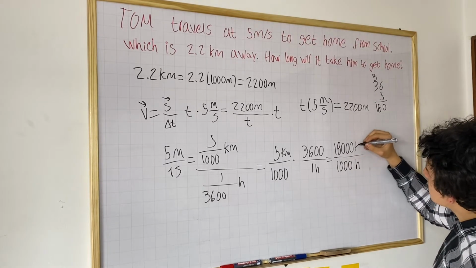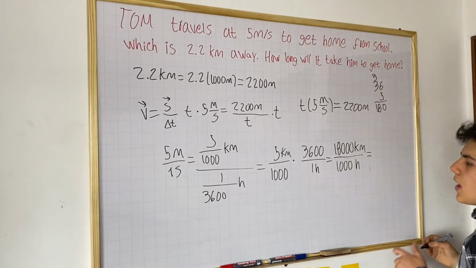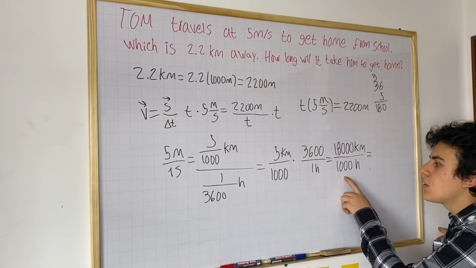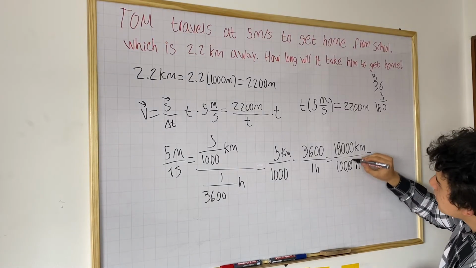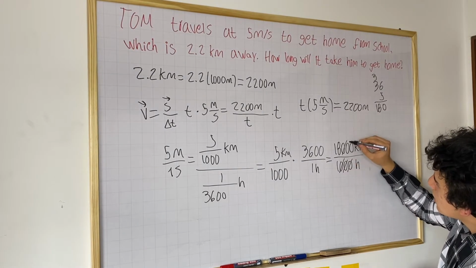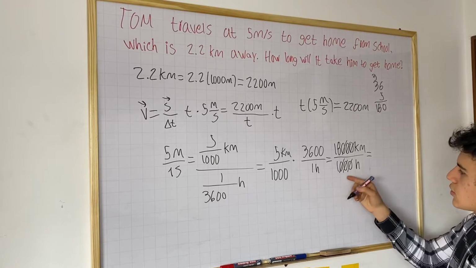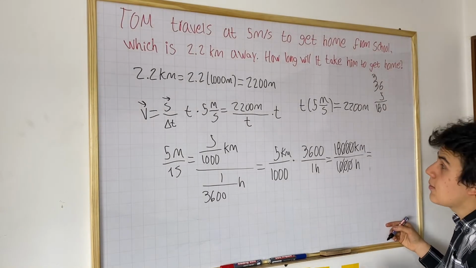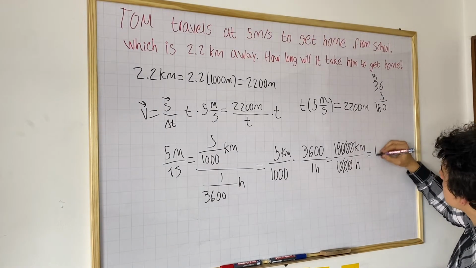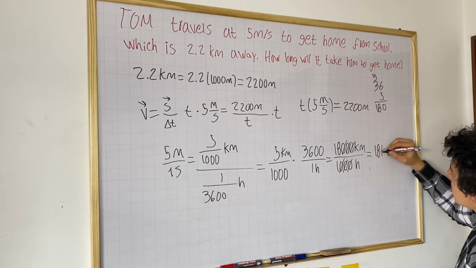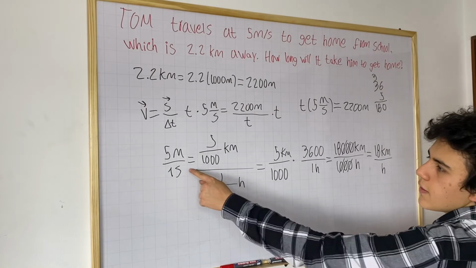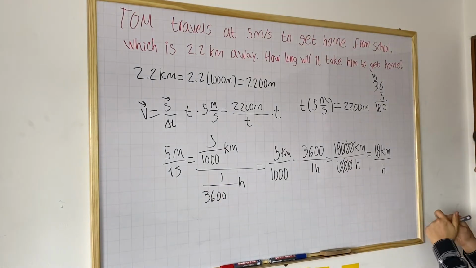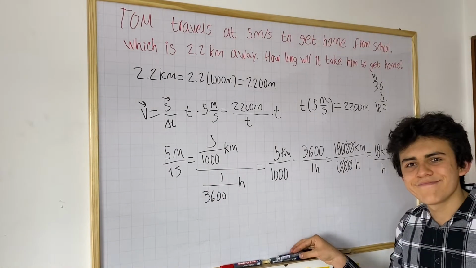And on top we get kilometers. Now remembering here, we're just multiplying by 10 a couple times, so we can take away these zeros. Okay, we're just multiplying by 10 3 times, and we would get that this is equal to 18 kilometers per hour. So 5 meters per second is equal to 18 kilometers per hour.